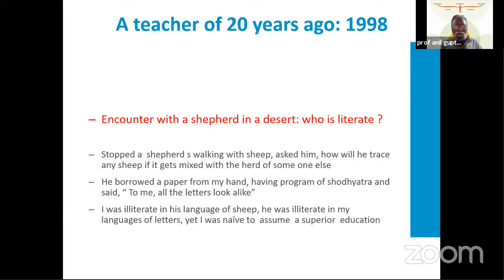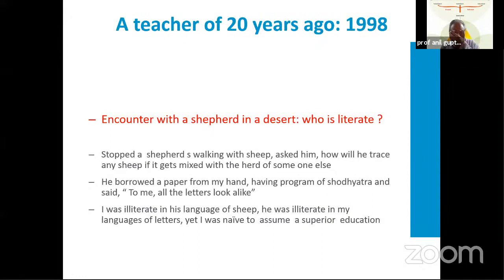This was a program of Shodhyatra. I rolled it and was holding it like this. He said, give me this piece of paper. So I gave him this piece of paper. He said, look, to me, all the letters look alike. And laughed and went away. Before I could realize, he had slapped me on my face, because to me all the sheep looked alike. I was illiterate in his language of naming sheep.